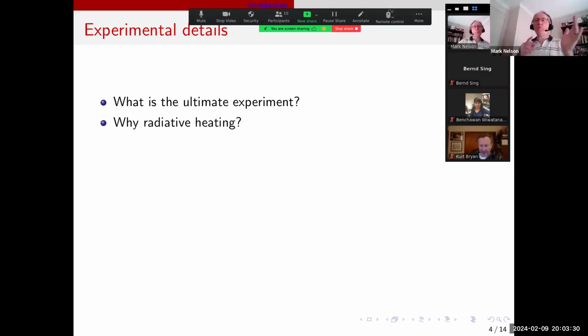Why am I talking about radiative heating? Because in most fires, radiation is actually the main mechanism for transferring heat from the fire front to ahead of the fire front. Conduction and convection are not important.